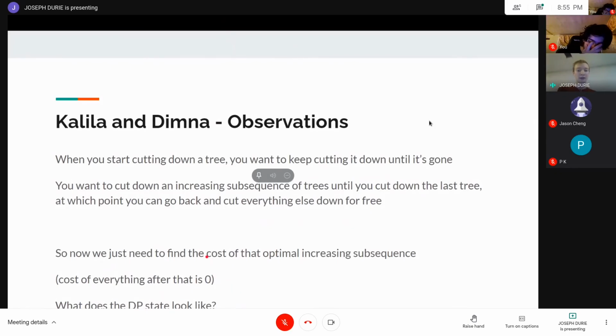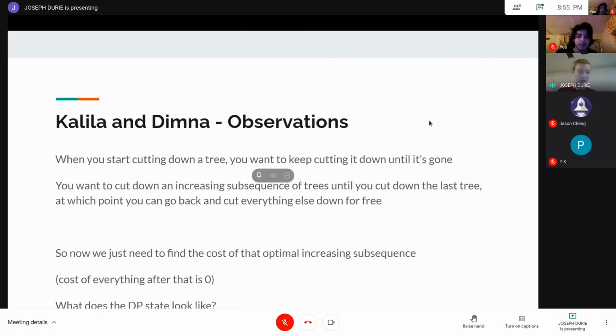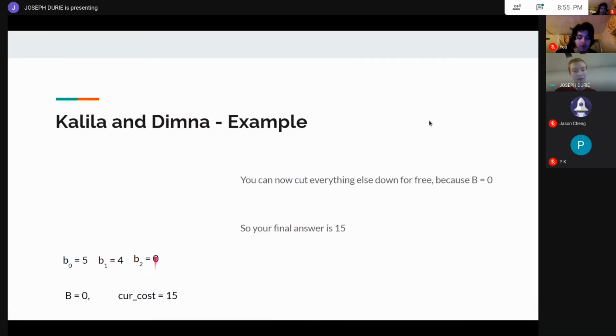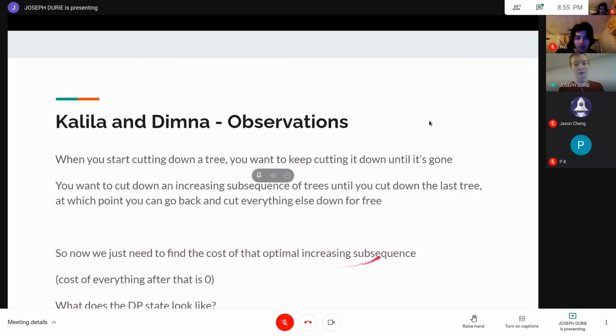And also, like Aki said, you want to cut down an increasing subsequence of trees. That's with respect to index, until you cut down the last tree, at which point you can go back and cut everything else down for free. So like we did here in the last one, we cut down tree 1, then tree 2, and then we went back and cut down tree 1, then tree 3, then we went back and did everything else. Because once you get this 0, it doesn't matter. You can do everything for free. So now all we need to do is find the cost of that optimal increasing subsequence.